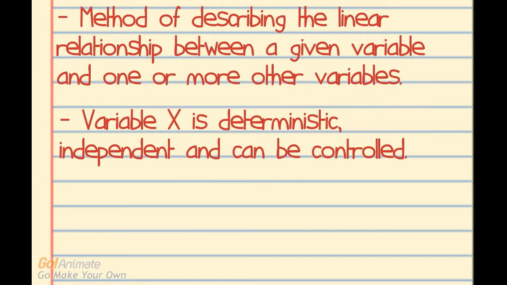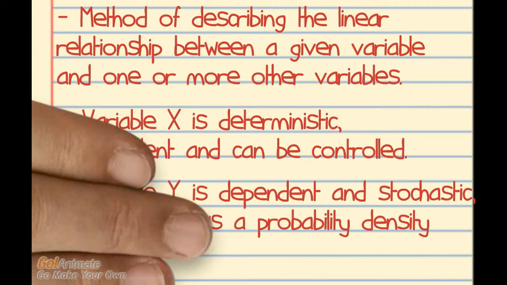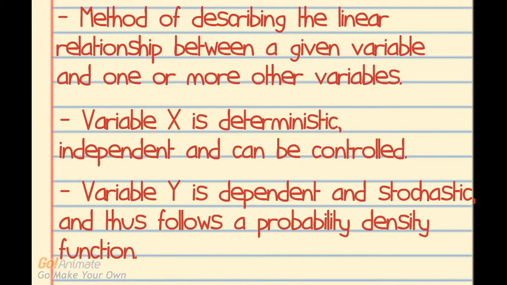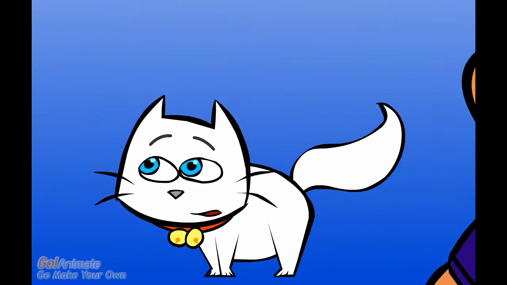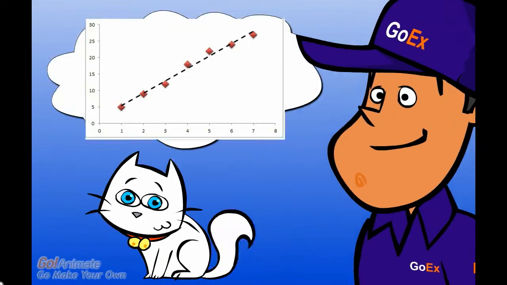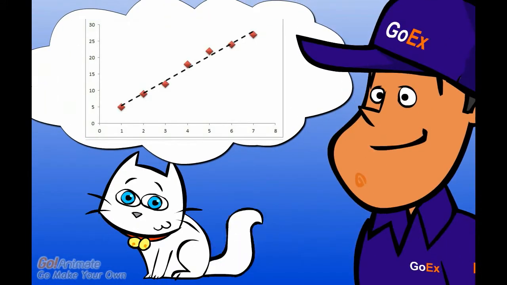We treat the second variable, y, differently, Pat. It is dependent and stochastic. It is random and will follow a probability density function. Can you picture it yet? I'm picturing a scatter graph, with a line of best fit.